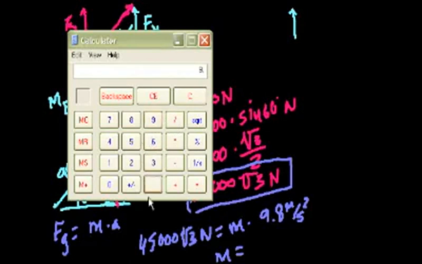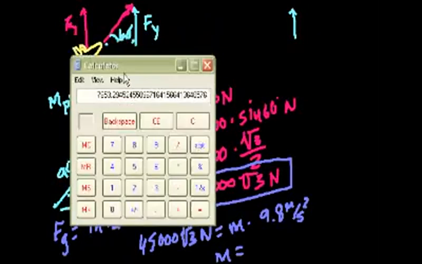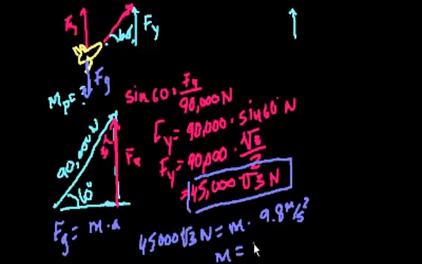Divided by 9.8 equals, so 7,950. Let's just round. 7,950 kilograms. So it's not a huge plane. I don't know, I'm just guesstimating right here. So that's the mass of the plane. So we did the first part of it. And now, what is the second part of the question?